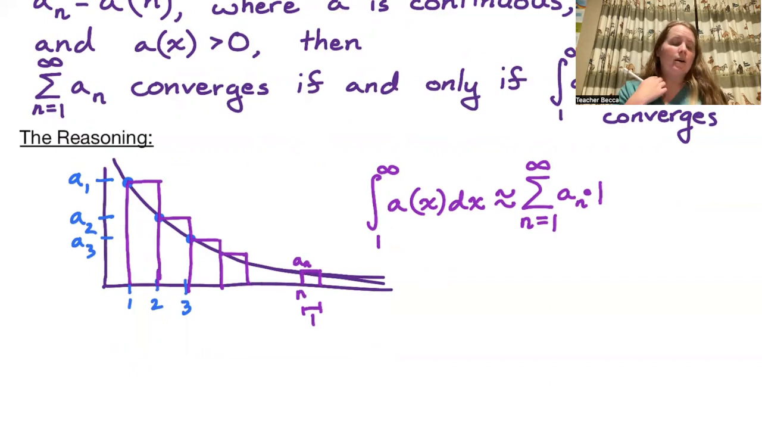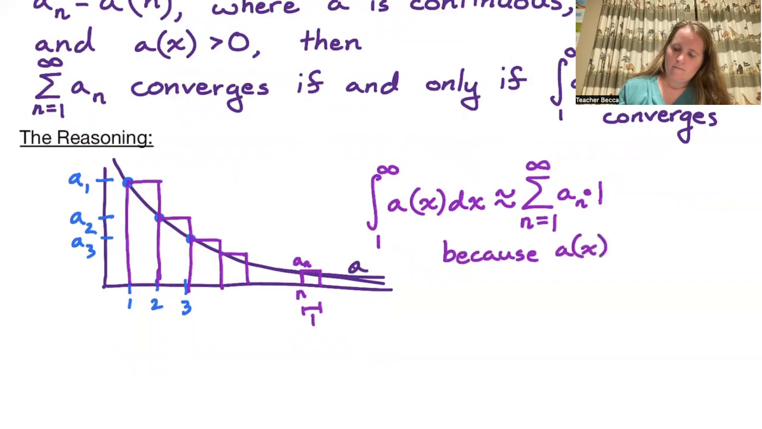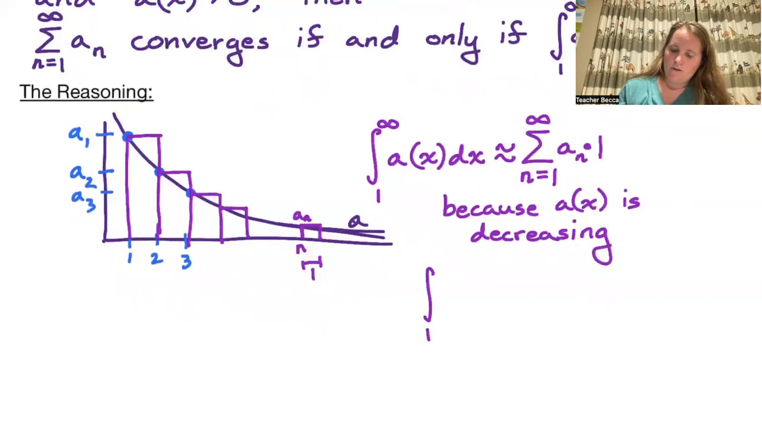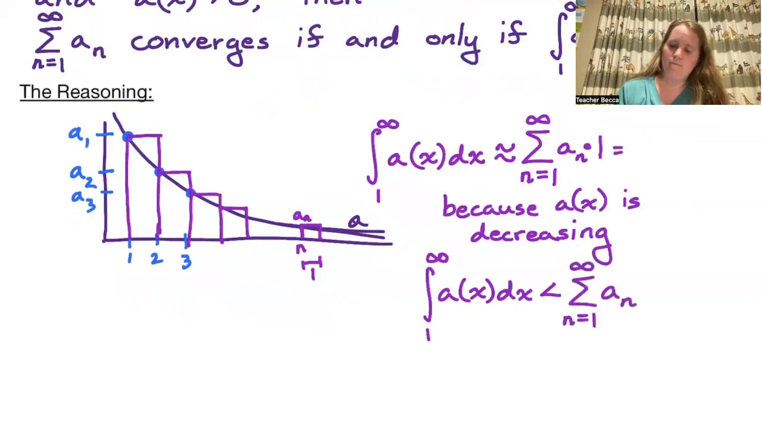Furthermore, because we have a decreasing function, because our a is decreasing, we actually have that the integral from 1 to infinity of a of x dx has to be less than the sum from n equals 1 to infinity of a sub n. So this is the left-hand Riemann sum.